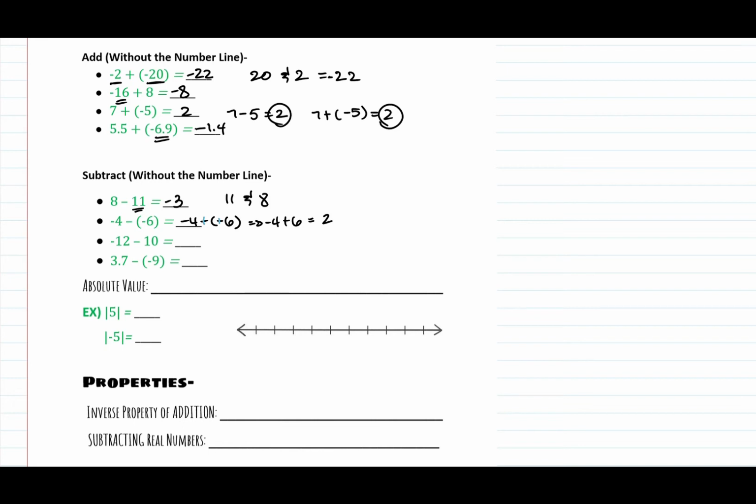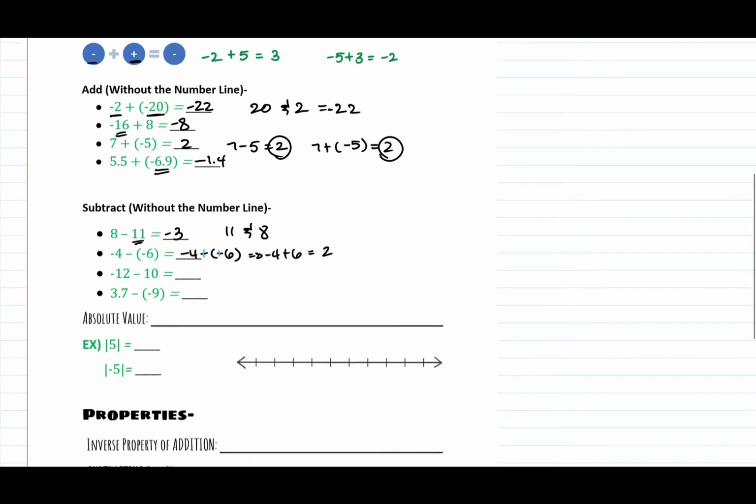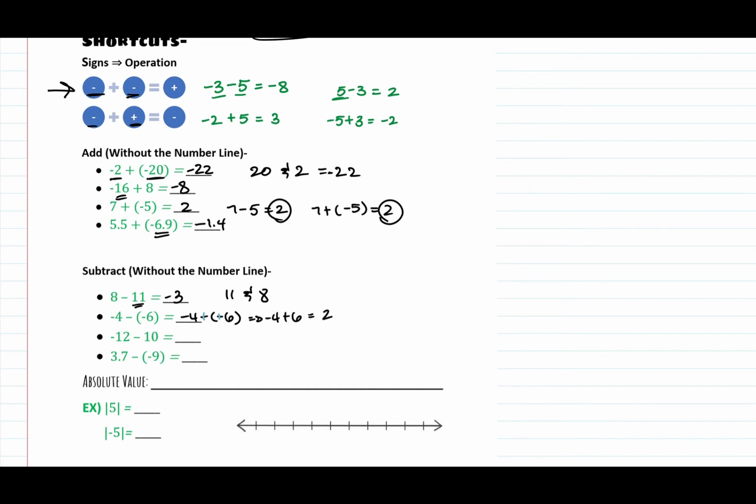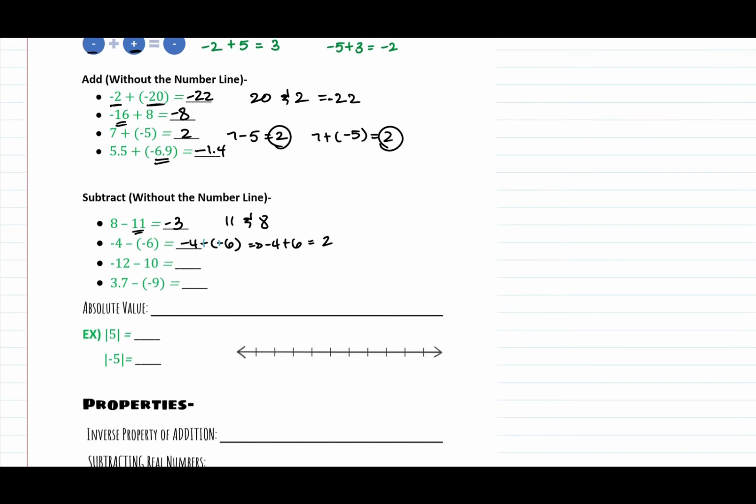Now, negative 12 minus 10. So we talked about this over here, and how if there are two negative signs, then we would be adding, okay? So we would keep the negative sign, and we would just add 12 and 10, which would get us 22. So our answer is negative 22.